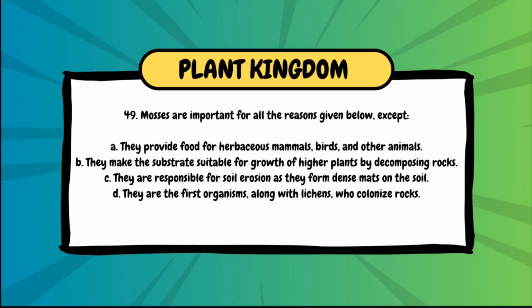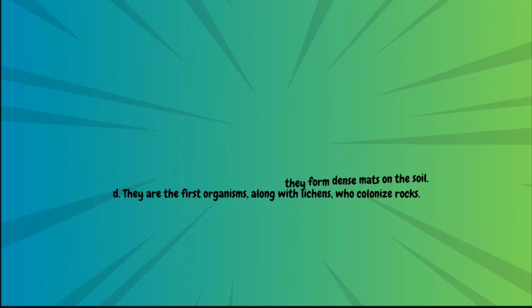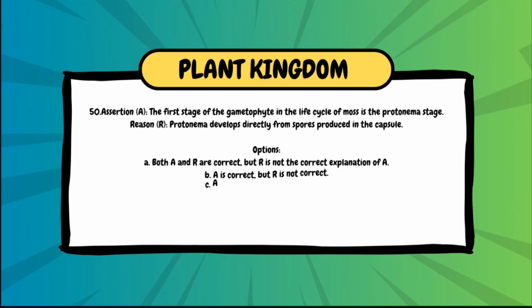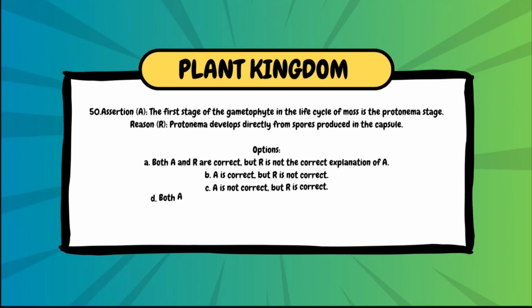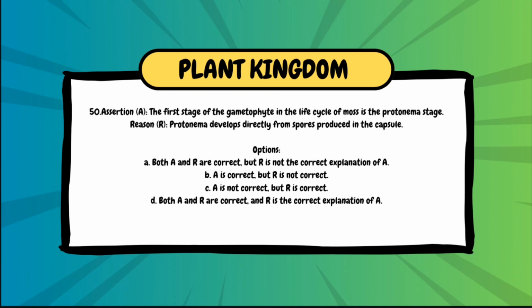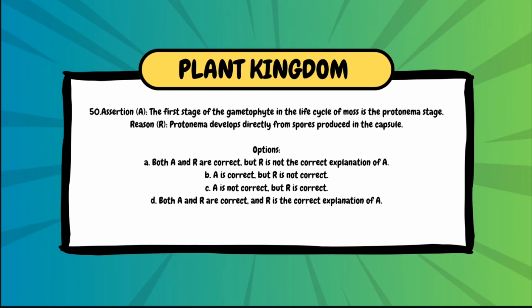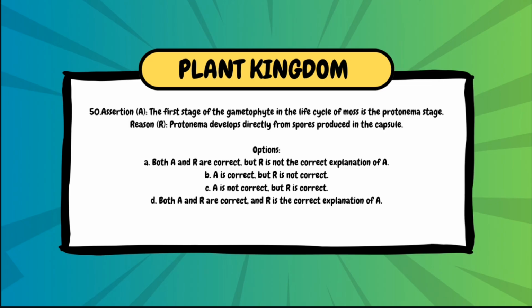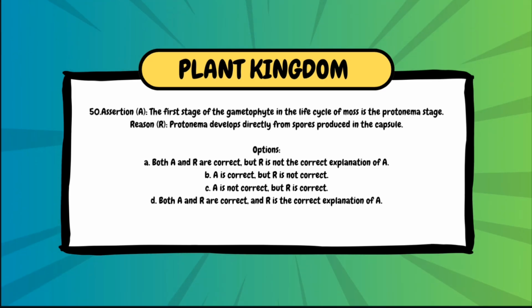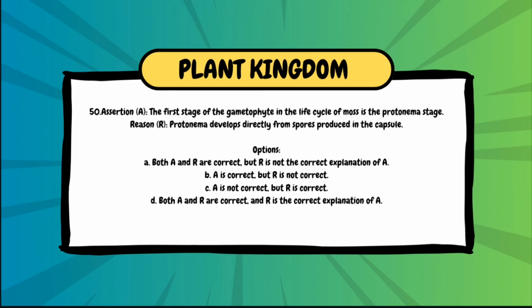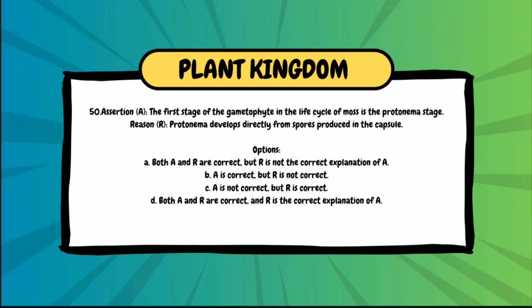Assertion A: The first stage of the gametophyte in the life cycle of moss is the protonema stage. Reason R: Protonema develops directly from spores produced in the capsule. Options: A. Both A and R are correct, but R is not the correct explanation of A. B. A is correct, but R is not correct. C. A is not correct, but R is correct. D. Both A and R are correct, and R is the correct explanation of A.